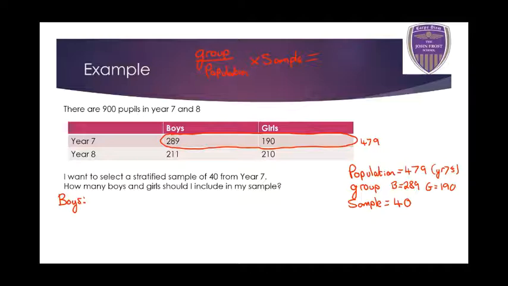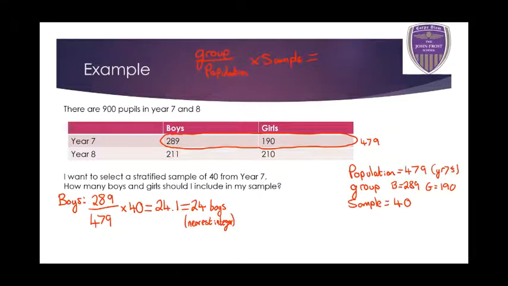So for the boys, first of all, we've got 289 boys. The total population is 479. And we're going to multiply that by our sample size, which is 40. If you type those numbers in, so 289 divided by 479, equals, times that by 40, you should get 24.1. But we don't like that. We need to round it to the nearest whole number. So let's change that to 24. 24 boys, nearest integer.